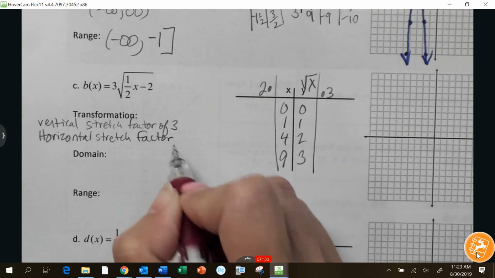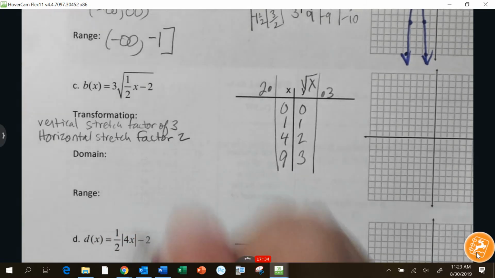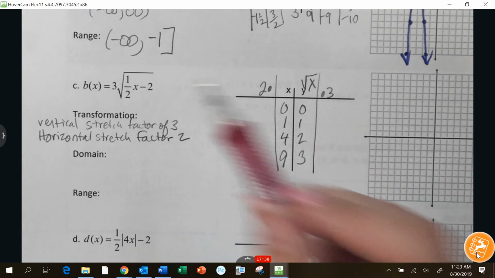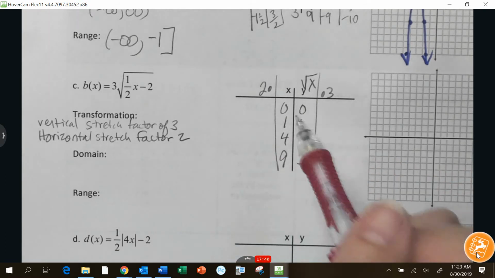And we write factor of 2. You write what you multiply by. The words in the table match. The equation is the thing that doesn't match. The words in the table match.